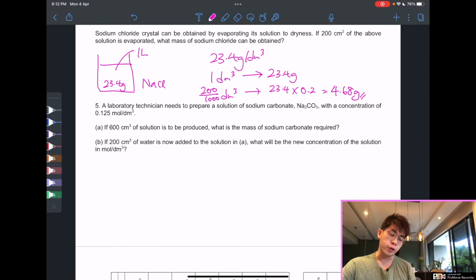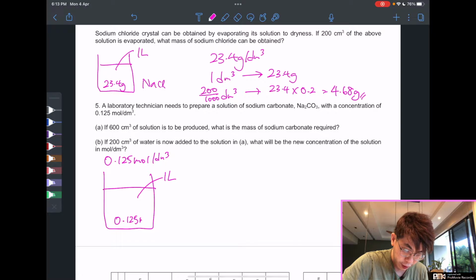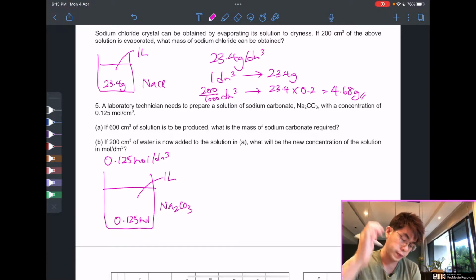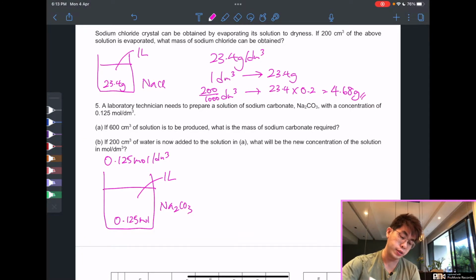A laboratory technician needs to prepare a solution of sodium carbonate with a concentration of 0.125 mol per dm cube. So what does 0.125 mol per dm cube mean? It means that if I have 1 liter, again, I have 0.125 mol of sodium carbonate, Na2CO3. So if I would want to only produce 600 cm cube, what is the mass of sodium carbonate required?